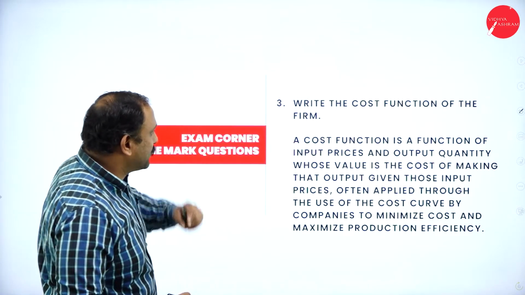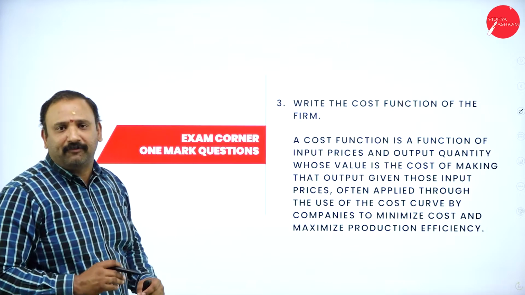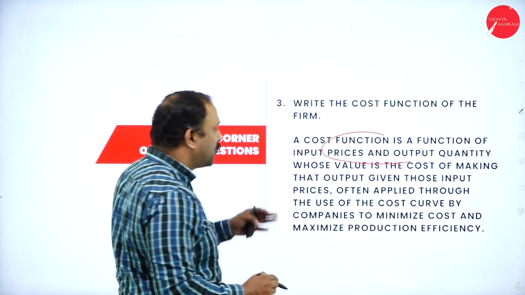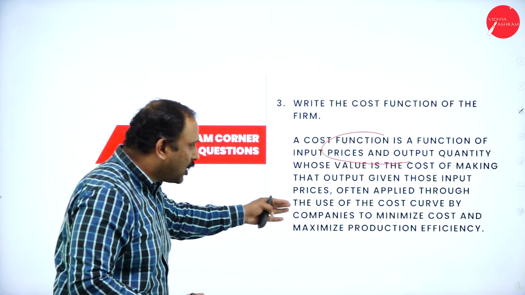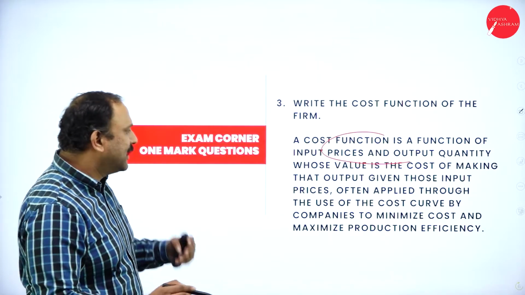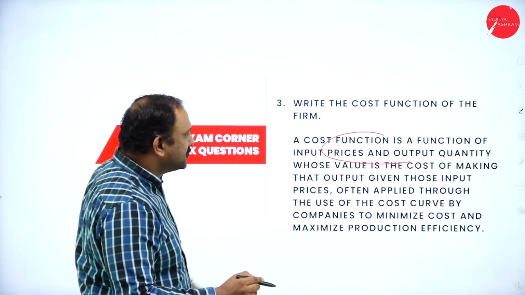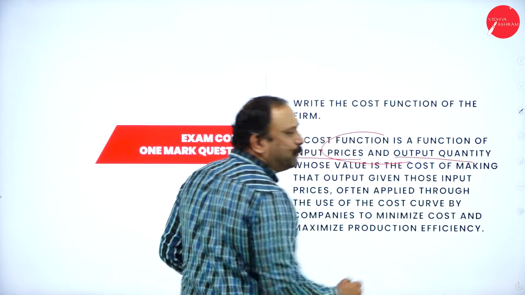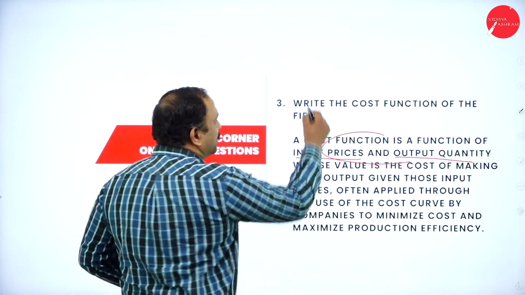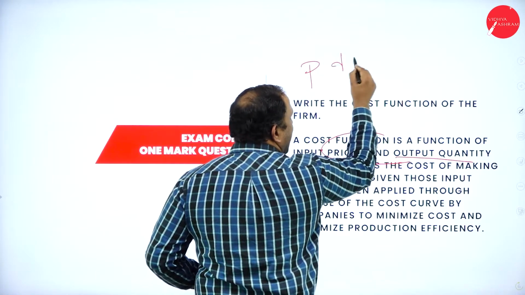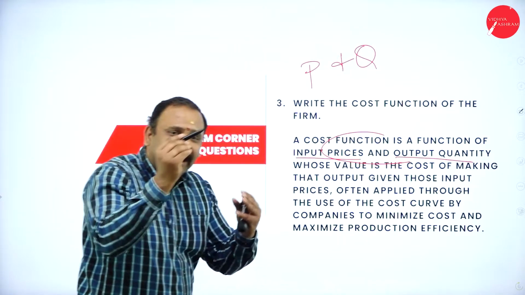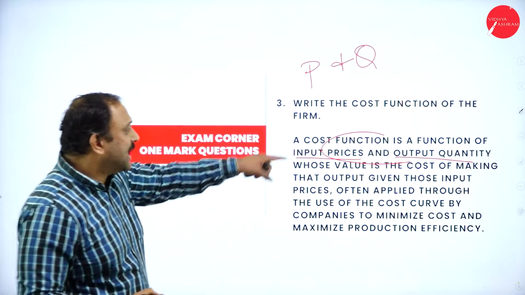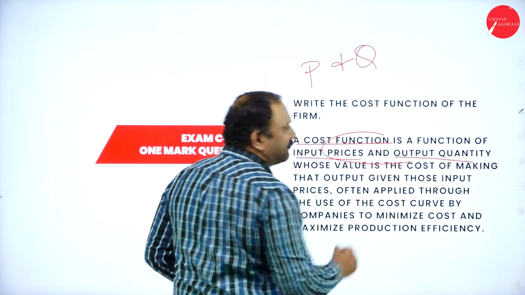Followed by the third question, write the cost function of a firm. The cost function is a function of input prices and output quantity, whose value is the cost of making the output. Let me make it very simple for you. The cost function is a function of input prices and the output quantity. So I'm going to use these two keywords here, price and quantity, P and Q. Price and quantity are the two factors that decide the cost function.